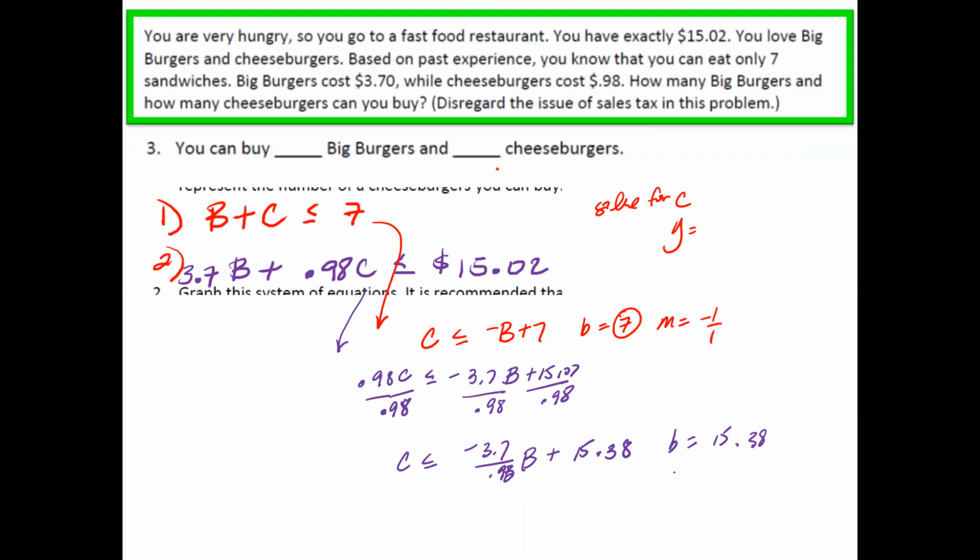And your M is going to be negative 3.7 over 0.98.